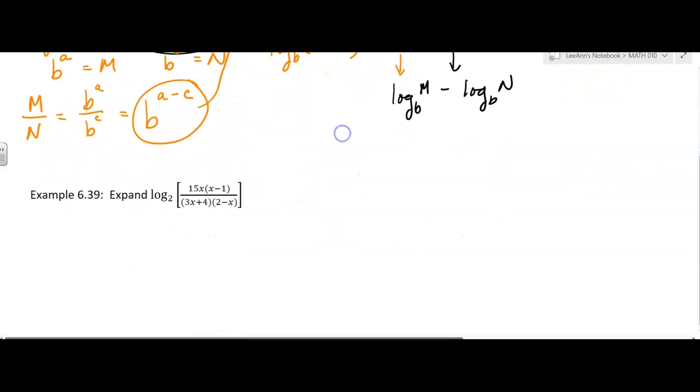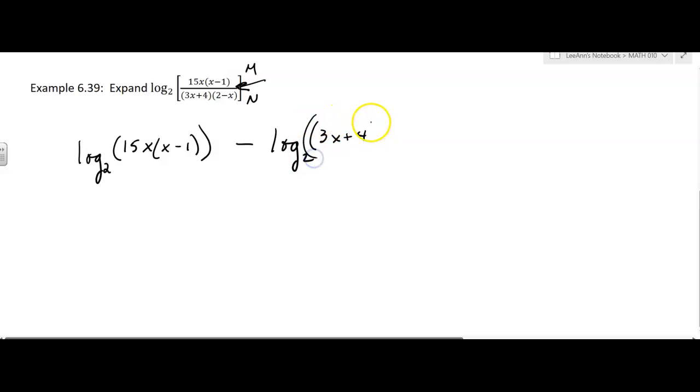for logarithms. Okay, so an example they want us to expand, similar to the way we did this before, but notice the division bar. So we're going to split it up into division. Think of this as like your m and this is your n. So we're going to split it in two pieces. Log base 2 of, and then I'm going to have the numerator, minus log base 2. You always have to put the base, unless it's common log or a natural log. 3x plus 4 times 2 minus x.